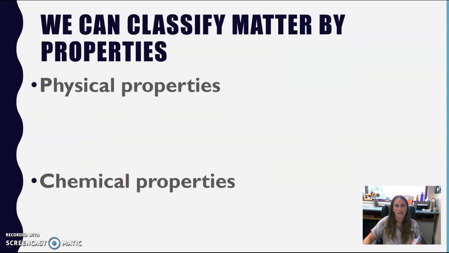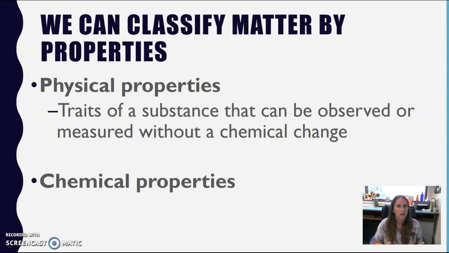So now we're ready to go back to properties, because once we understand a chemical change, we can then understand the definitions for physical and chemical properties. A physical property is a property or characteristic or trait of a substance that you can observe or measure without a chemical change having to occur. So it doesn't have to undergo this for you to measure or observe it. For example, the boiling point of water is a characteristic of it that we can measure without having to undergo a chemical change, because the process of boiling is a physical change.